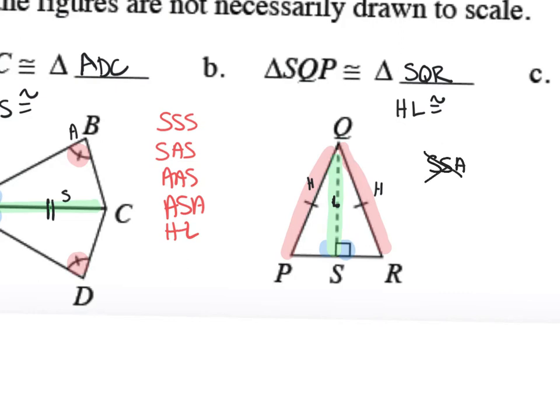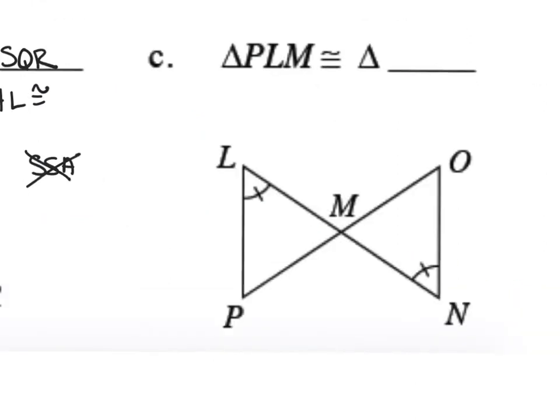I would not say side, side angle. Side, side angle is not a valid triangle congruence condition. Sometimes we look at this and we say, oh, here's a side, and an angle. But in this case, it's hypotenuse leg because it's a right triangle. And that's a special case that works for right triangles only.